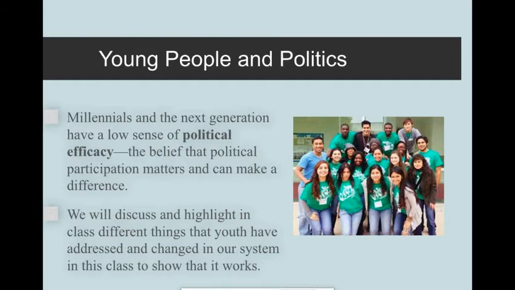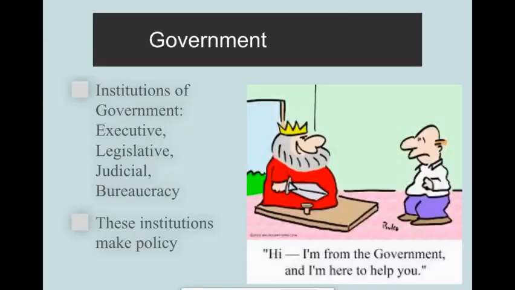So inside of this lecture, we're going to discuss and highlight, as well as in class, different things that you can do to address and change our systems. So remember that this is in your hands and it's your government.